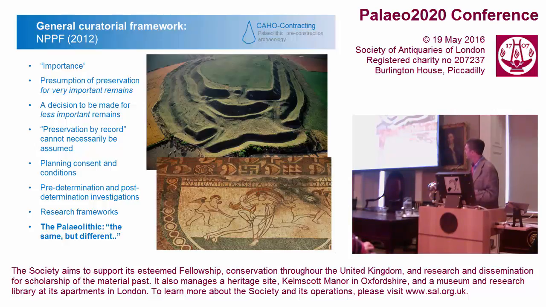But the last point is important: research frameworks, which are negotiated in situations like this, help decide what is important and what our research priorities are as a subject. And then that guides into curatorial thinking about the impact of a development on a part of the landscape and what might need to be done to mitigate it in terms of addressing important priorities.